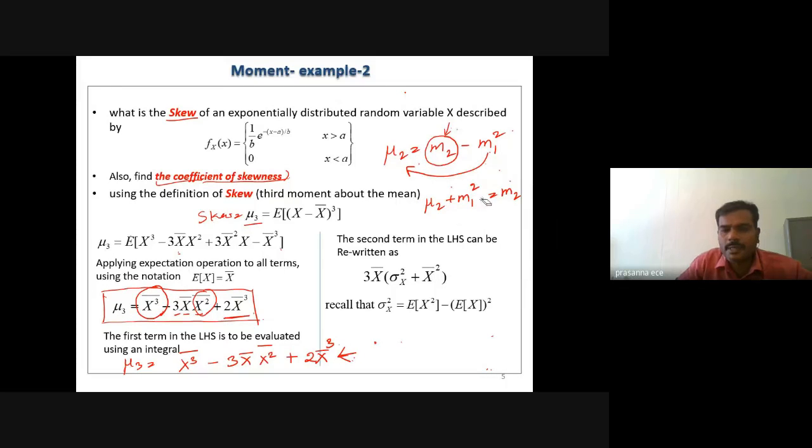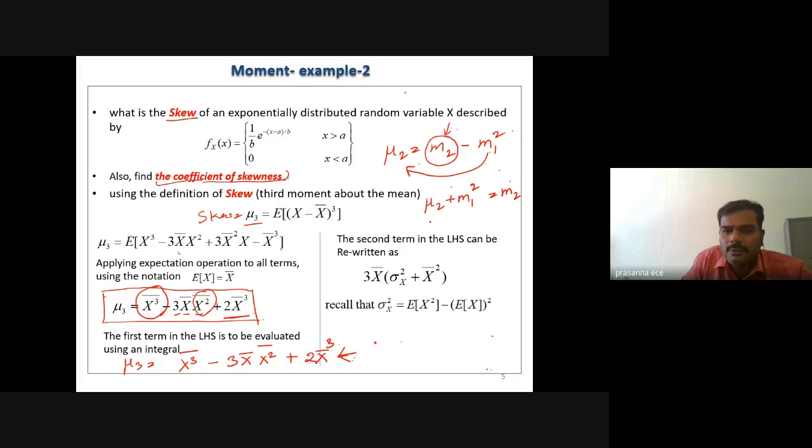I'll not include this bracket. I'm just bringing this m1 square to the other side. So this is minus m1 square, on this side it is plus m1 square. So mu2 plus m1 square is your m2. You already have one m2 term here. It is just given in different notation, but it is the m2. So that thing I'm writing as 3x bar into mu2 plus m1 square. I'm giving it in different notation so that you'll have practice of different notation.